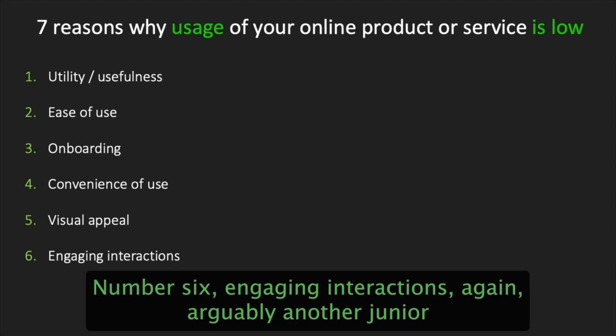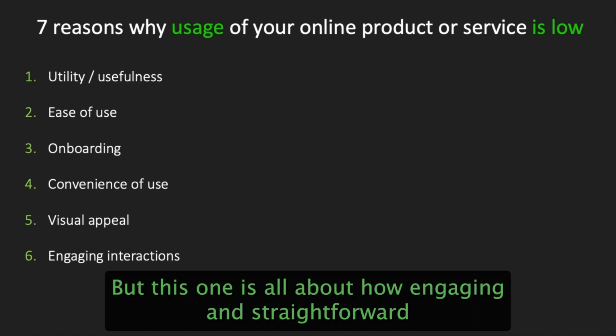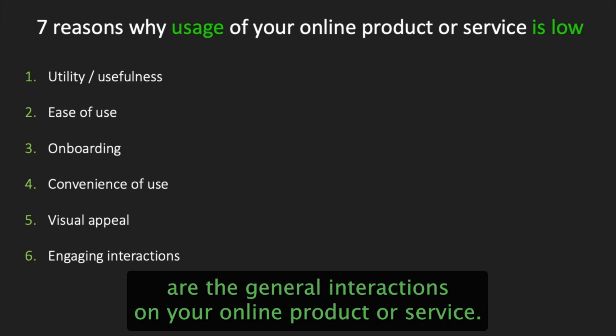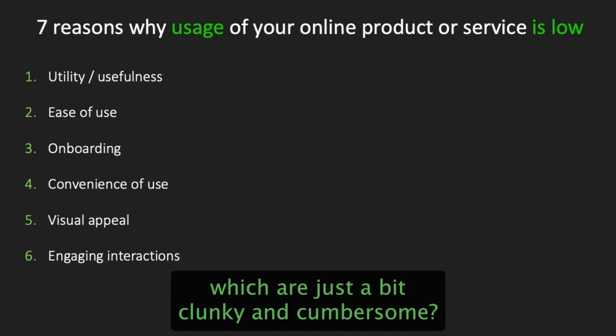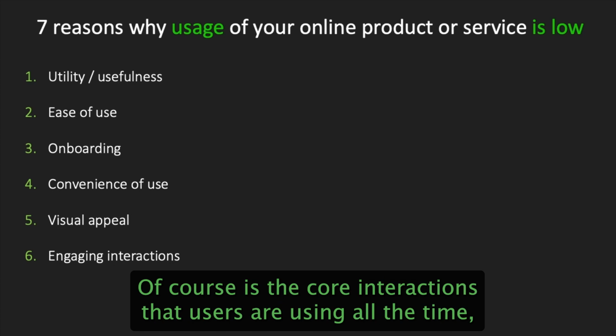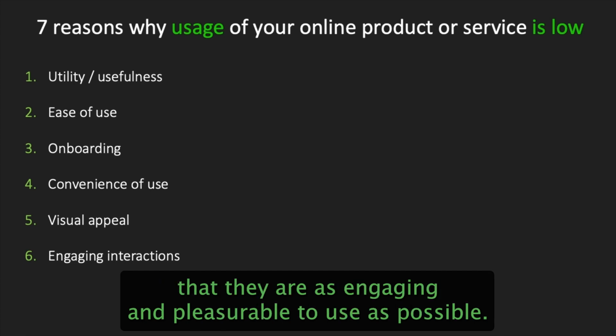Number 6, engaging interactions. Again, arguably another junior relative of ease of use, but this one is all about how engaging and straightforward the general interactions on your online product or service are. Are they straightforward, drawing the user in, or are there things about those interactions which are just a bit clunky and cumbersome? Of course, it's your core interactions that users are using all the time, which you need to be ultra streamlined and put extra effort into making sure that they are as engaging and pleasurable to use as possible.